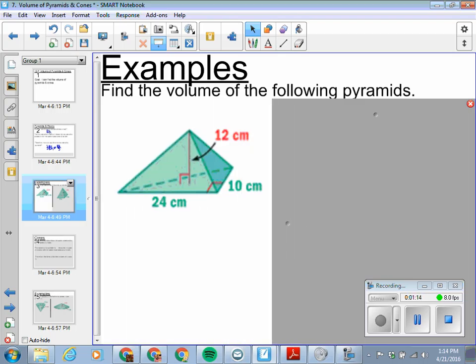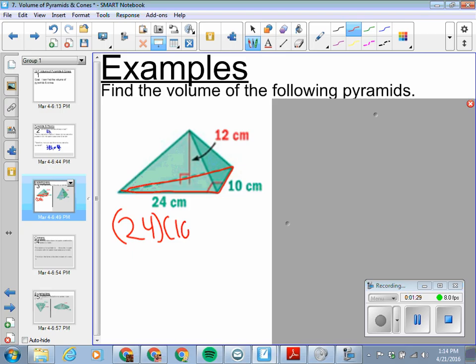So we have a pyramid right here. We're going to find the volume of this one. Well, we have our base area. We find the base right here. We take 24 times 10, and we're going to take that also times 1/2, right? Because it's a triangle. So we can use any order we want. Well, half of 10 is 5, so 24 times 5 gives us a base area of 120.